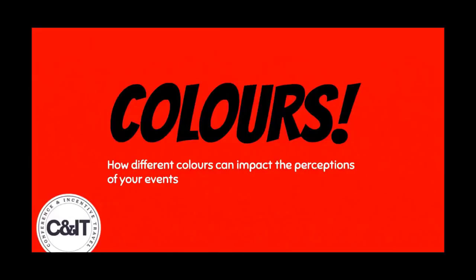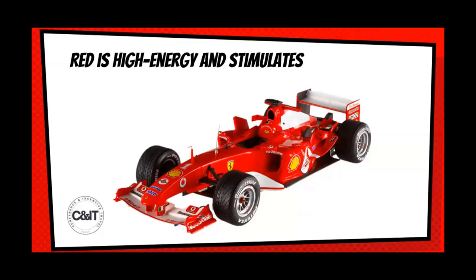And this links to colors. So I'm just going to very briefly run through the different colors and what they mean. Red is associated with high energy and stimulates. So if you're trying to create these kind of emotional states, then potentially use more red. I understand that you've got brand colors to adhere to, but at the same time, whether it's using a red room or something like that, whatever you're trying to foster, this is the emotion for that.